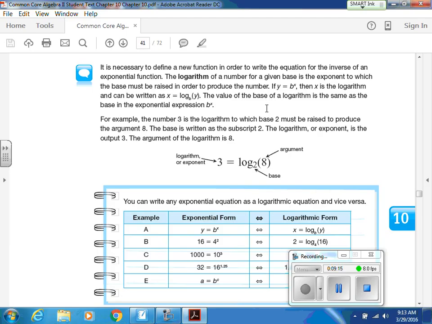Alright, so the inverse of an exponential function is a logarithm. Okay? And this is really important right here. If y equals b to the x, to write it as a logarithm, x equals log base b of y. That tells you where everything goes and how to rearrange it. I'll give you just a second to write that down and we'll talk about it.